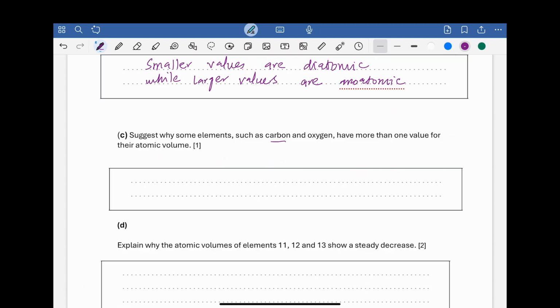C. Suggest why some elements such as carbon and oxygen have more than one value for their atomic volume. We know carbon has allotropic forms like diamond, graphite, and graphene, and similarly oxygen has an allotropic form such as ozone. So they have different allotropes. So they exist as allotropes. Hence, there is more than one value for them.